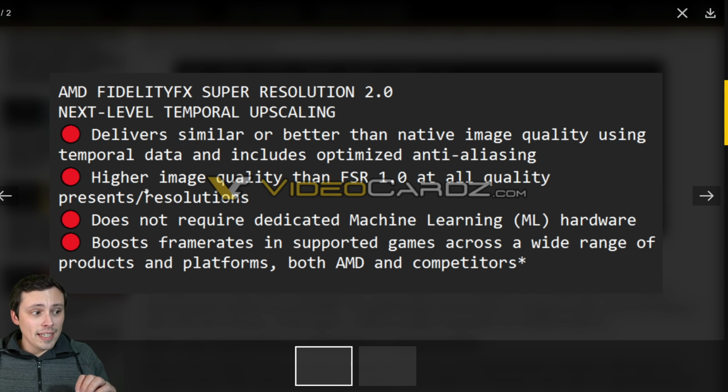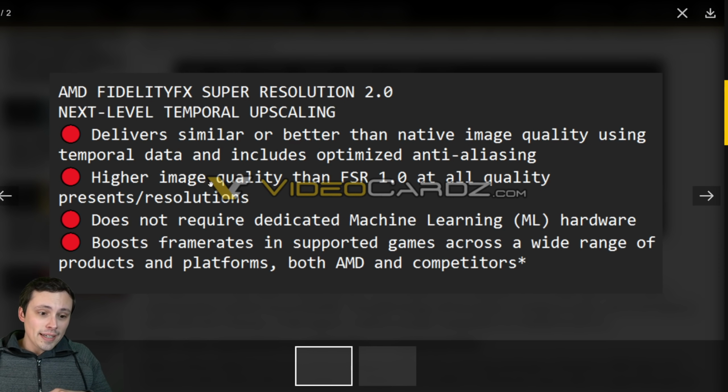Now, they are definitely claiming that this produces higher image quality than FSR 1.0 at all quality presets and resolutions. And here's a big one: does not require dedicated machine learning hardware. And boosts frame rates in supported games across a wide range of products and platforms, both AMD and competitors. And then asterisks here. Okay, so wait, what is all this?